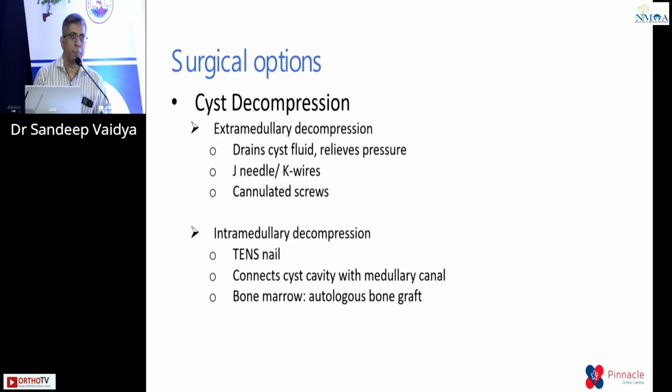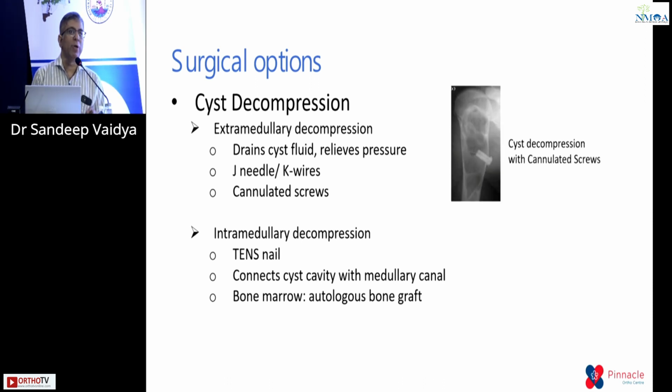The other surgical option is cyst decompression. In this, you can do an extramedullary decompression, meaning that you rupture the cyst wall, drain the cyst fluid, and therefore relieve the high interstitial pressure within the cyst. This can be done by perforating the cyst wall with a wide bore K-wire or J needle, or you can simply insert a large cannulated screw into the cyst. Through the cannula of the screw, the cyst fluid will keep draining into the soft tissue. This will relieve the pressure within the cyst and bring about healing of the cyst.